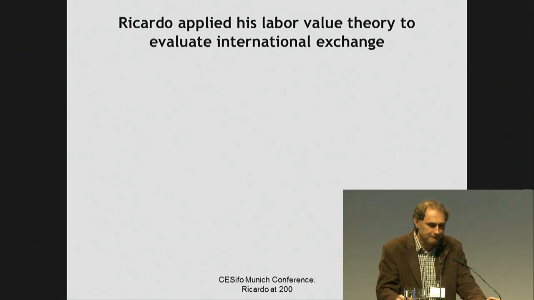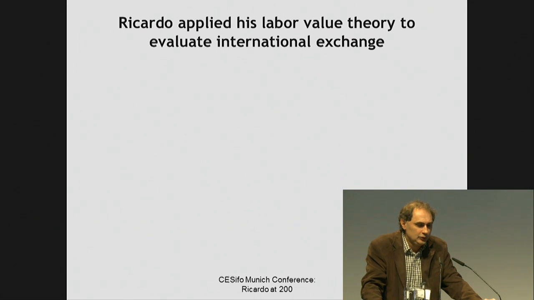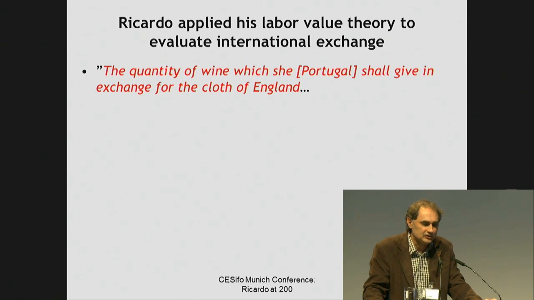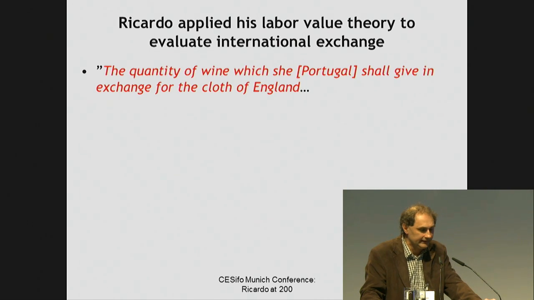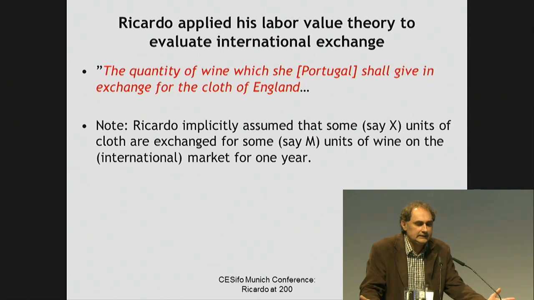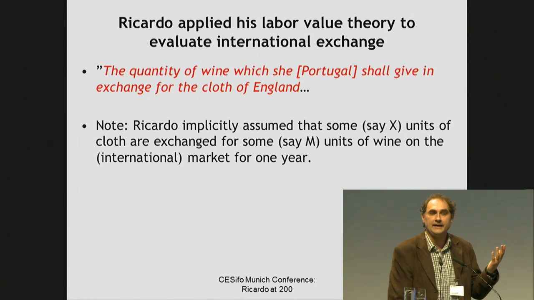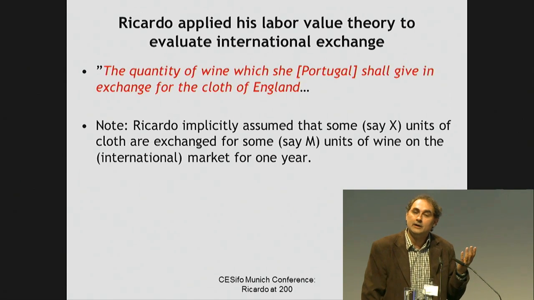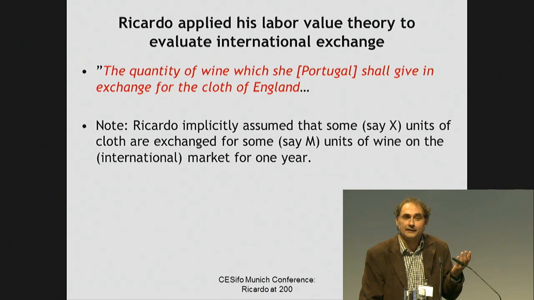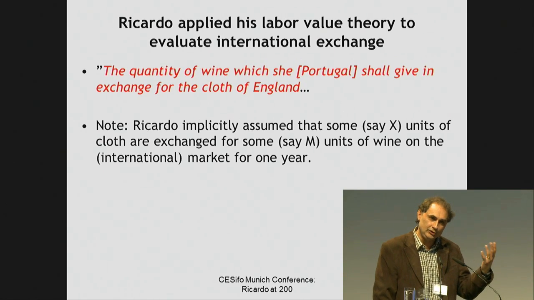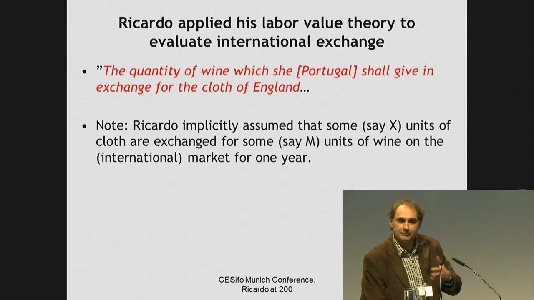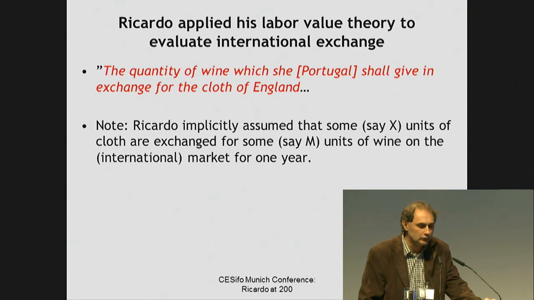So what Ricardo did, he applied his labor theory of value to evaluate international exchange. So look, "the quantity of wine which she, Portugal, should give in exchange for the cloth of England." And so implicitly, Ricardo assumed that some units of cloth are exchanged for some units of wine. He didn't say what those numbers are. If one gets one, this labor interpretation, the traditional one, the labor embodied, and this interpretation are the same. They are one-to-one.